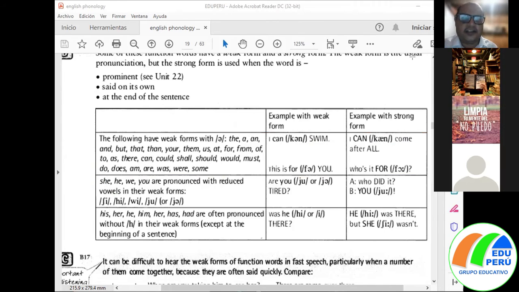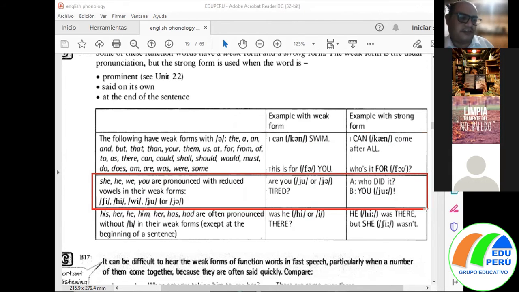Yeah, all right. Notice the second case. Here you have she, he, we, you, pronounced with reduced vowels. Notice reduced vowels in their weak form. The normal pronunciation is she, he, we, you, or you could say yeah. Are you tired? You could say, are you tired? That's okay. But also you can use the weak form, the reduced form.